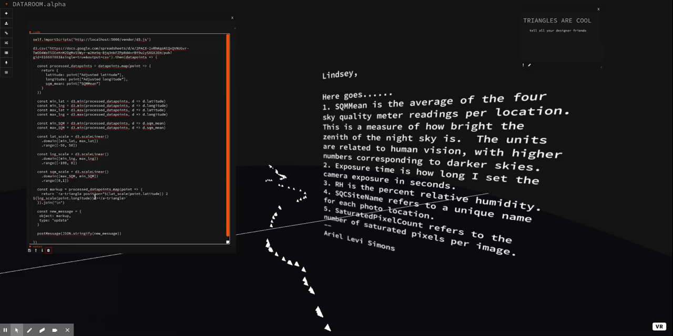And then we're just going to say opacity equals, and going to interpolate the value of SQM scale of point SQM mean. So let's save this and see what happens.